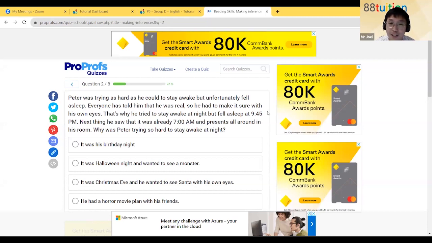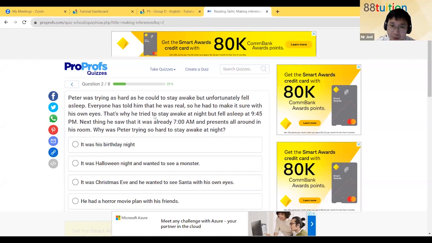Okay. So it seems like no more questions are trickling in. Let's have a quick look. Okay. So Peter was trying as hard as he could to stay awake. Yes, Josiah, you're correct now. Okay. What is the most important clue that we have over here? He was trying hard to stay awake, but he still fell asleep. Everyone told him that he was real.